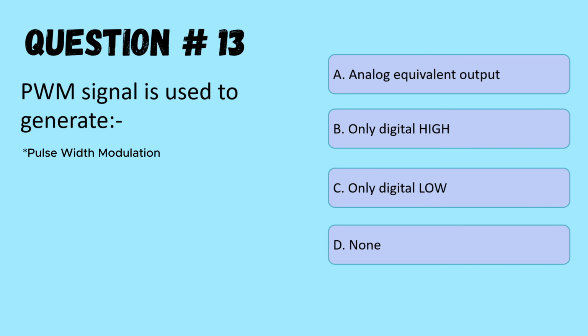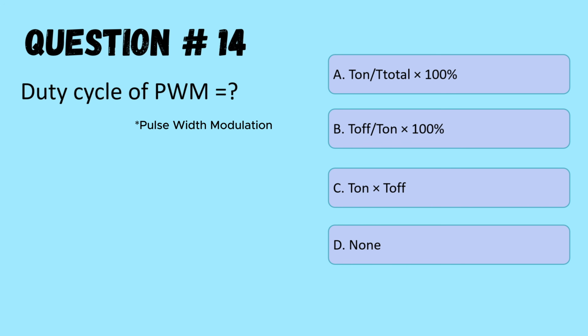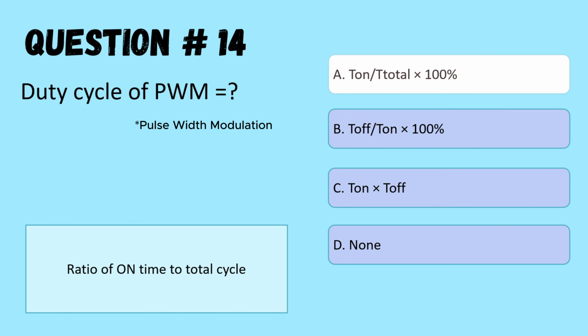So we are moving to the next question. Next question is: PWM signal is used to generate? Options are analog equivalent output, only digital high, only digital low or none. So the correct option is option A, analog equivalent output. So we are moving to the next question. Next question is: duty cycle of PWM is equal to T on by T total into 100%, T off by T on into 100%, T on into T off, or none. So the correct option is option A, T on by T total into 100%.